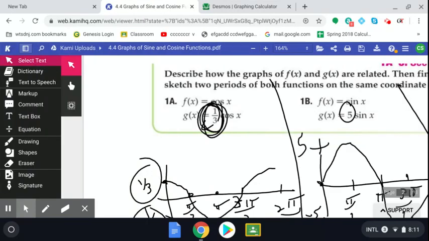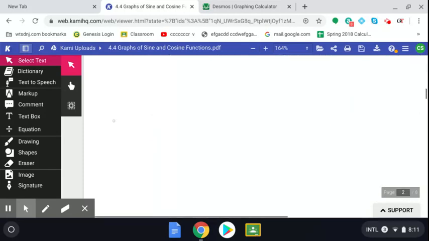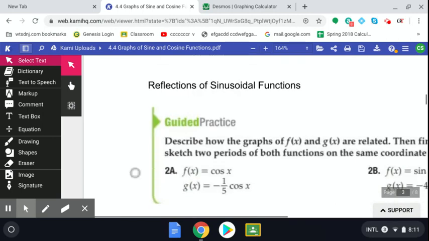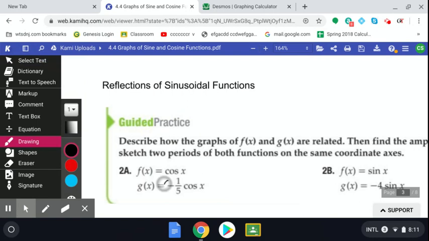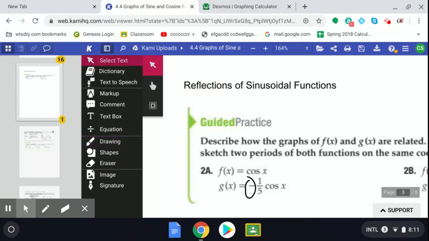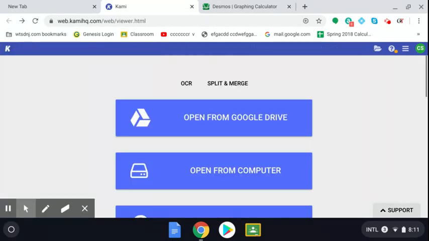The amplitude is always going to be the number in front of sine or cosine, whatever is coming after that. Okay? All right, so reflections of sinusoidal functions. If you have a negative, such as in this case, instead of being a positive 1, it's going to be negative 1/5. So we can sketch those functions.